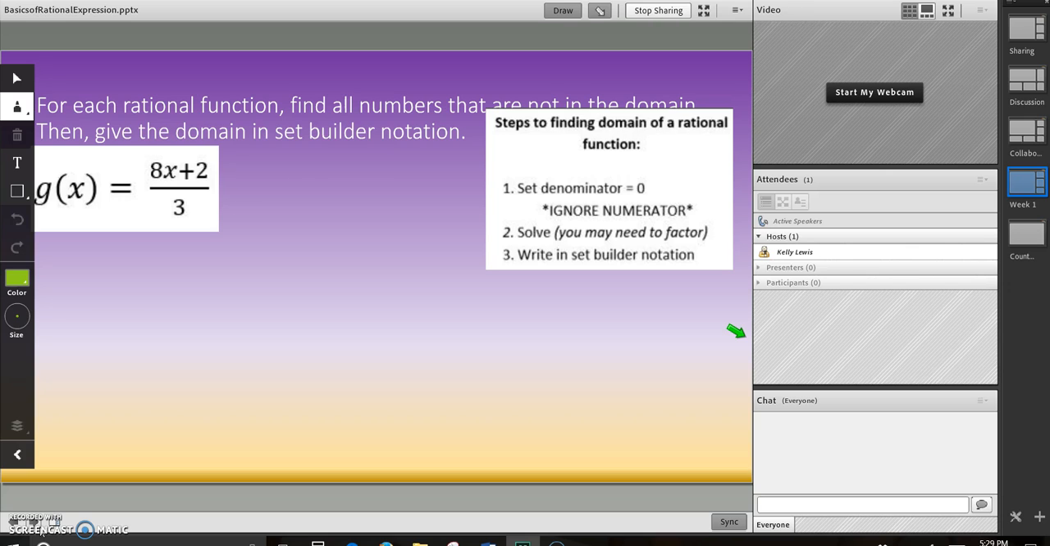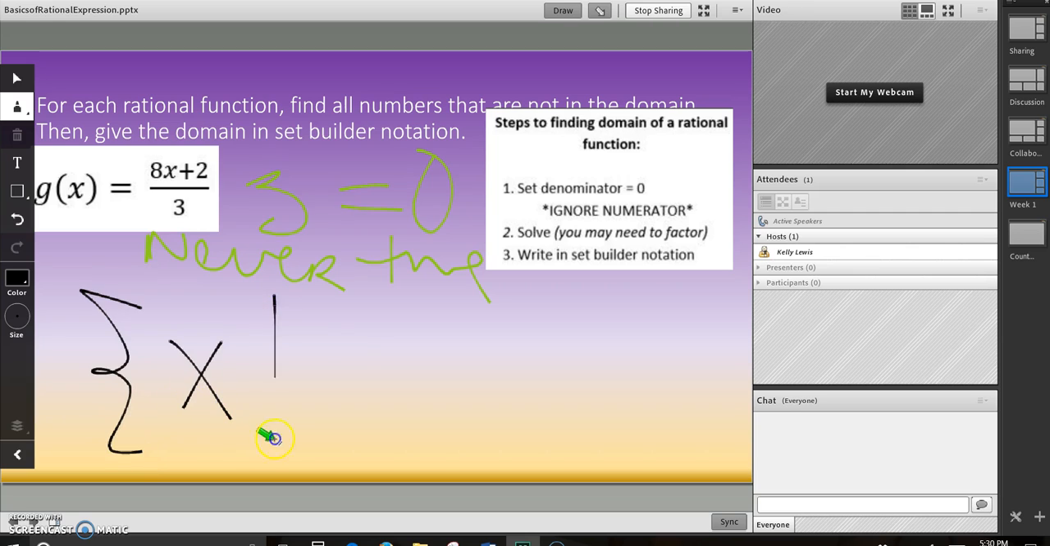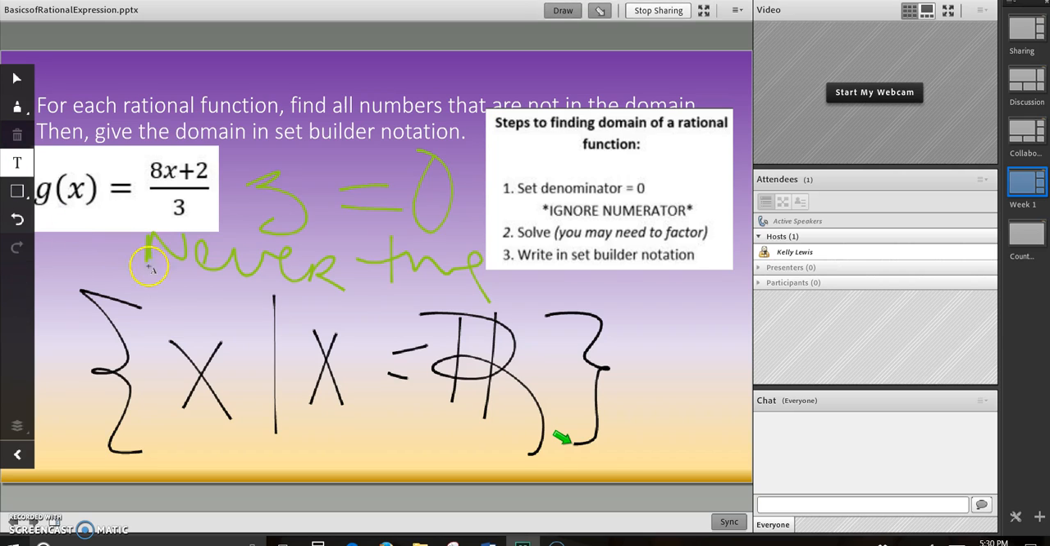Ignore the top, set the bottom equal to 0. 3 equals 0. That's never true. And since that's never true, that means that x can equal any real number. That double R means all real numbers, just so you know. So you could write x equals all real numbers, or instead you could use the double R symbol. I'm just showing you another symbol. Not that I think you must know it, but it just saves you 3 words.